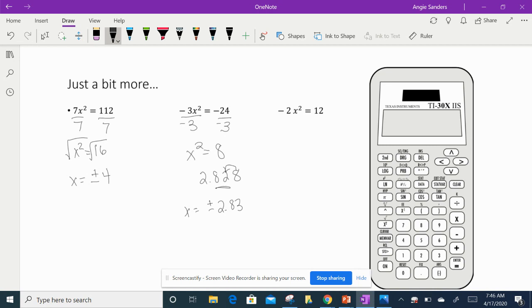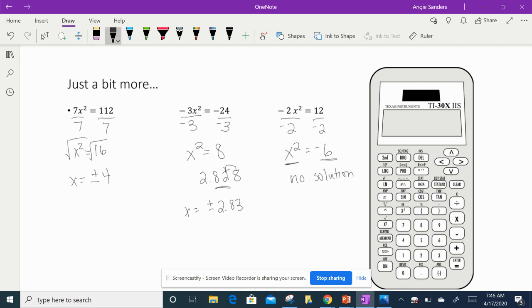All right, last but not least, on this one, to get the x squared by itself, I'm going to divide by negative 2. And I get x squared is equal to negative 6. And in this case, I can just stop and say this is a no solution. The reason I know it's a no solution is because I got an x squared equal to a negative number, and we know that can never happen.